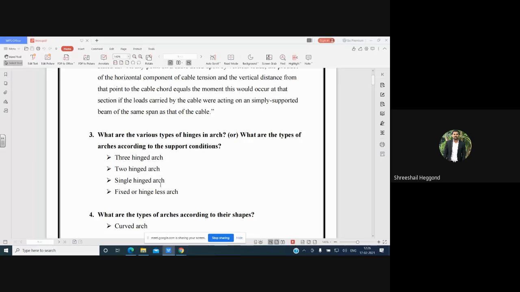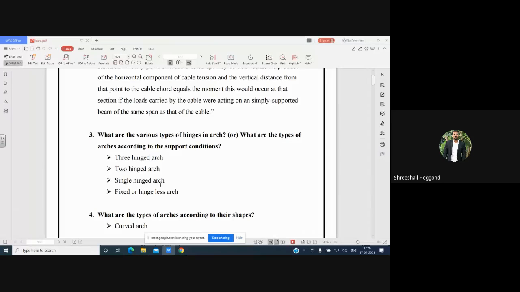In some structures, trusses and all, there will be 2-hinge arches, 3-hinge arches, and single hinge arches available. In a single hinge arch, only one side will have the support, the other side will have no support. In 2-hinge arches, only the 2 ends will have the supports, and in between there will be no hinges. In 3-hinge arches, there are 2 supports plus 1 hinge at the middle of the arch.